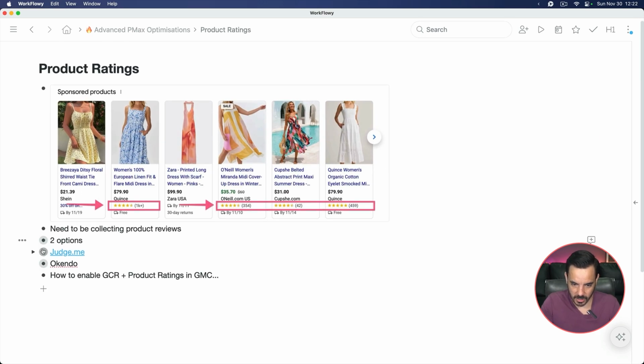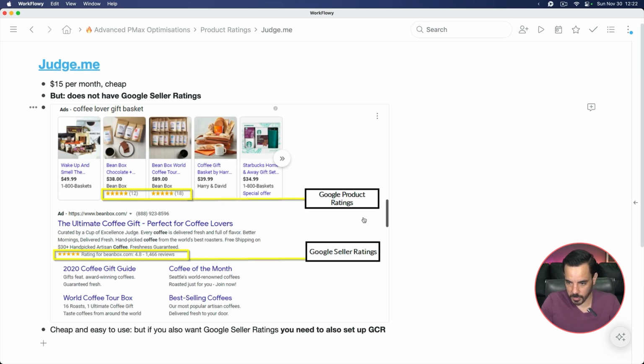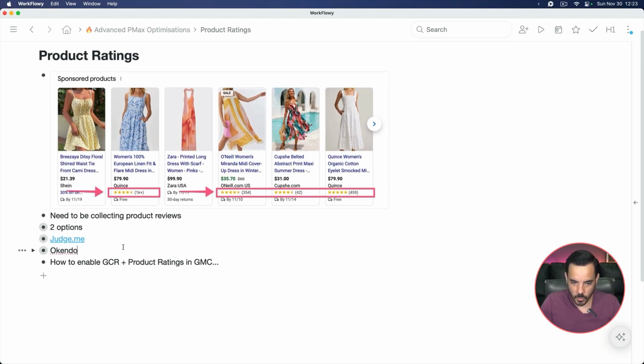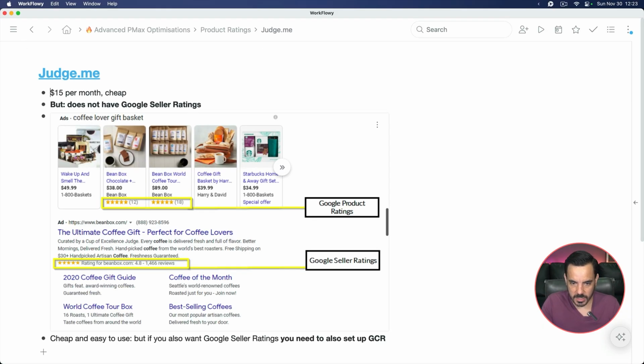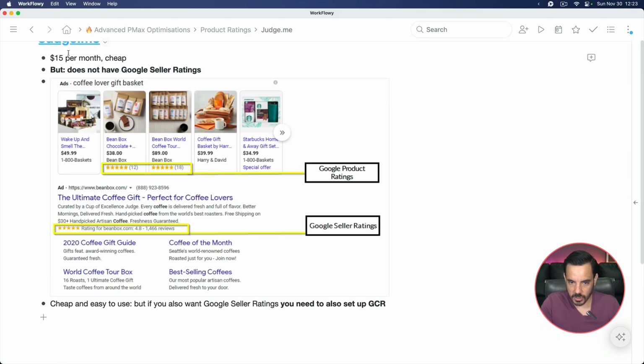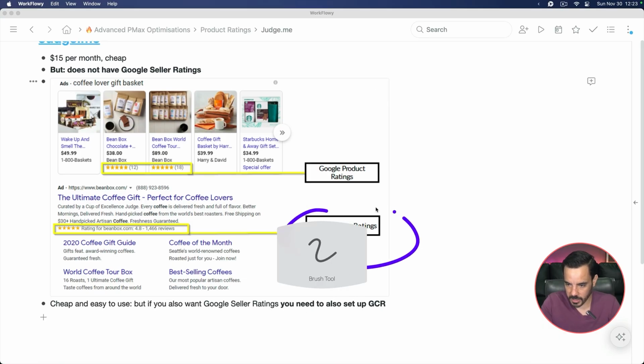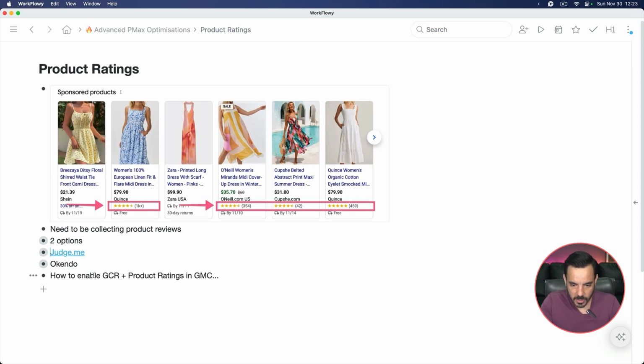So something like Ekendo is going to get you both of these all in one place without having to do multiple setups. And Ekendo is one of the cheaper options that I found if you want the product ratings and the seller ratings in the same place. Again, if you're fine with doing a bit more of a manual setup, then you can just do Judge.me, which is cheaper, and then get your seller ratings filled by Google customer reviews. So let's just show you how to enable all this stuff in Google Merchant Center.